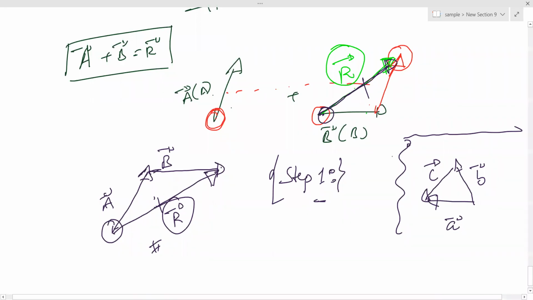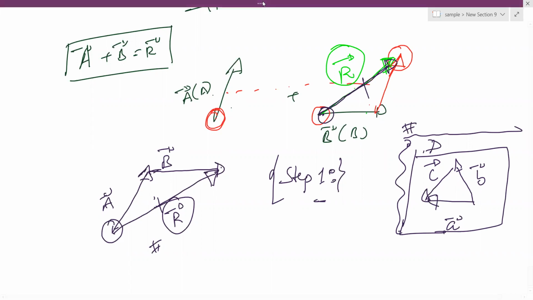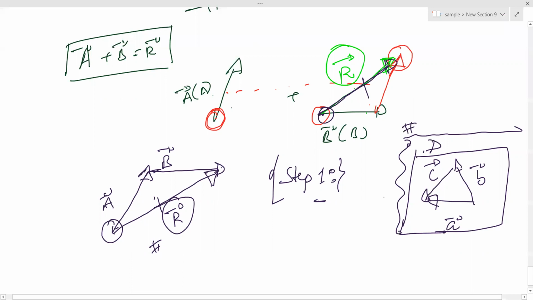So now join the free ends tail to head with a new vector, then this new vector will represent the resultant of addition of it. You tell me in the given diagram, what is the resultant, what are the two vectors that got added? Why are you taking this much time? Sir, I'm finding the free ends. Sir, I think that B is the resultant vector. Yes. Is it B?